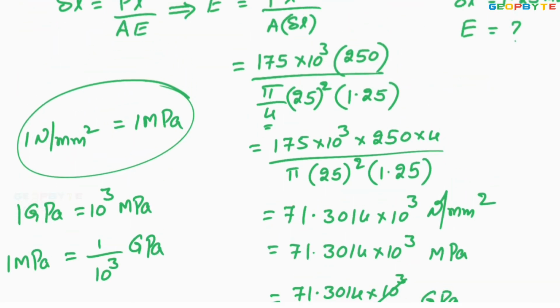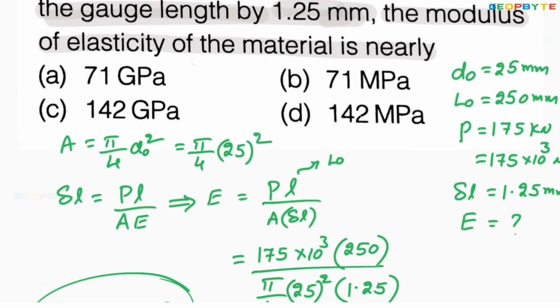Let us look at the answers. Option B is 71 megapascal. Option B is not correct because it is given in megapascal. Look at option A. Option A is given in gigapascal. Therefore, option A is absolutely correct. I hope you got my point. Let us take one more problem.